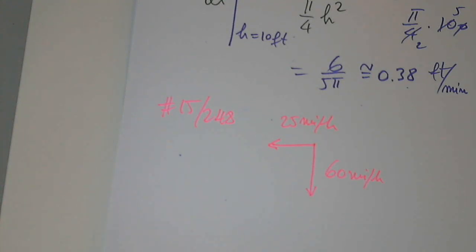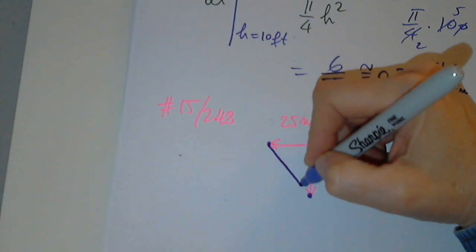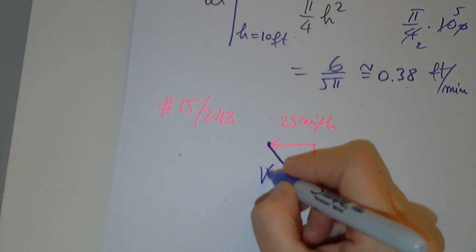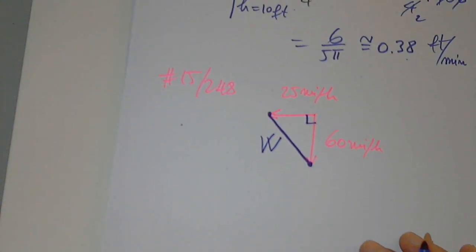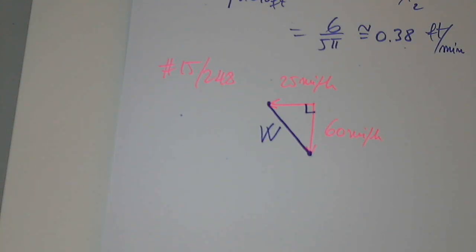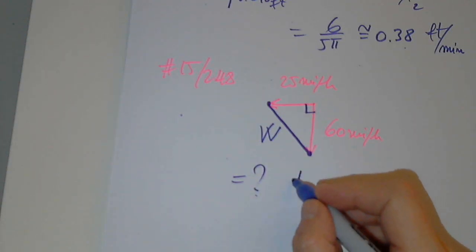At some point in time, they're here, and this is their distance. I'm going to call it w. Okay. Let's read the problem one more time. Two cars start moving from the same point. One travels south at 60 miles an hour, the other one west at 25. At what rate is the distance between the cars increasing 2 hours later? 2 hours later.